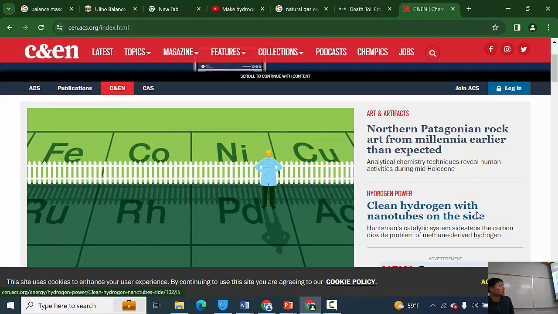Like if you look, there's all like hydrogen power. Hydrogen power right now is huge. They're looking at green hydrogen, purple hydrogen, red hydrogen. Have you heard of all these hydrogens? Depending on how they make it. In fact, Toyota is trying to make, and I test drove one of these.